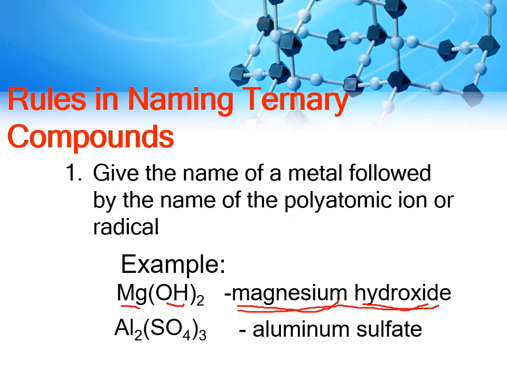For the second compound, Al2(SO4)3, we will give again the name of the first element or metal, Al, and the name of it is aluminum, followed by the name of the polyatomic ion SO4, which is sulfate. Therefore, the name of this compound is aluminum sulfate.